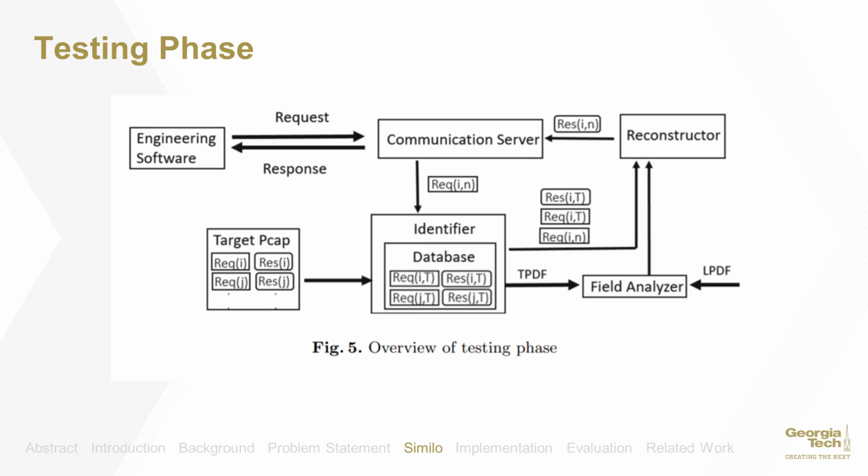The results of the field analyzer are then passed to the reconstructor along with the initial request and the request and response messages found in the identifier. Once the reconstructor has the response and the dynamic fields, the response can then be morphed into a valid response to the request from the engineering software. This process is repeated for each request until the binary control logic is successfully passed back to the engineering software, where it is then decompiled into its high-level source code.